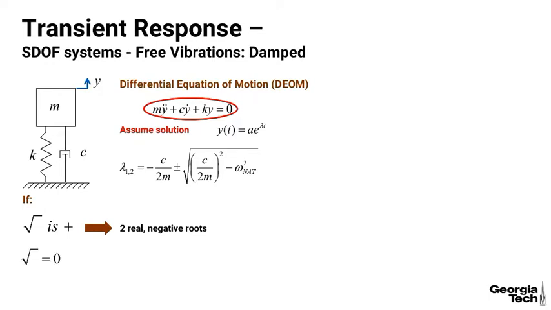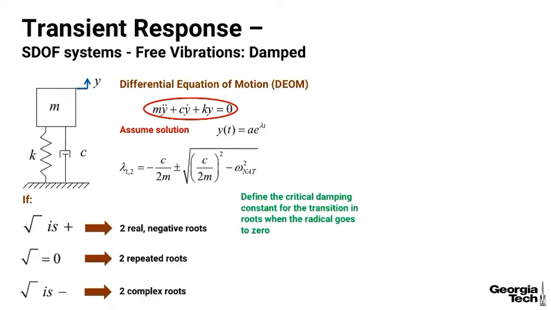Now, if the quantity underneath the square root is equal to 0, what happens then is you get two negative repeated roots, minus c over 2m and minus c over 2m. Now, if the quantity under the radical is negative, when you take the square root of that, you're going to get an imaginary value. So I have minus c over 2m plus or minus i times a value. So those are complex roots.